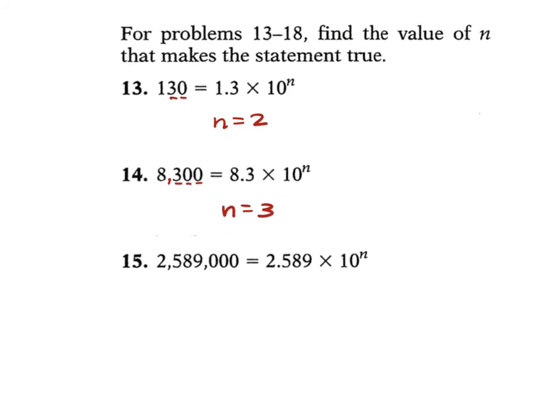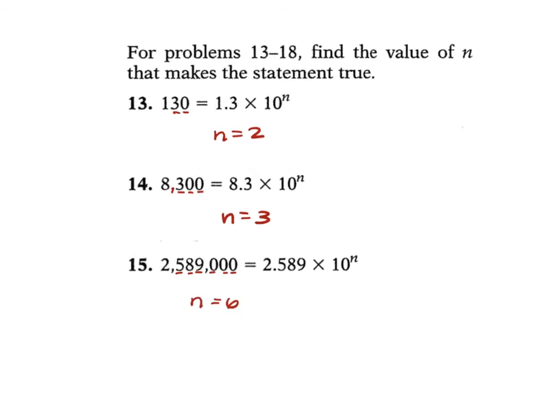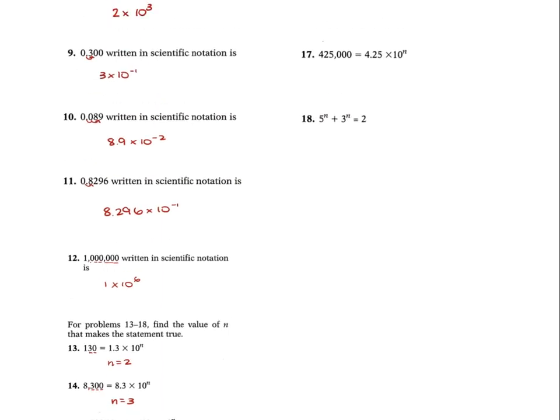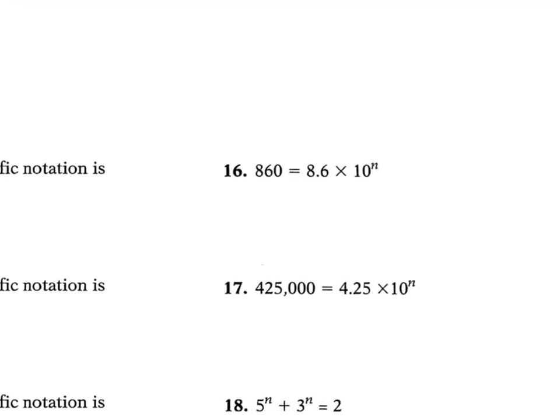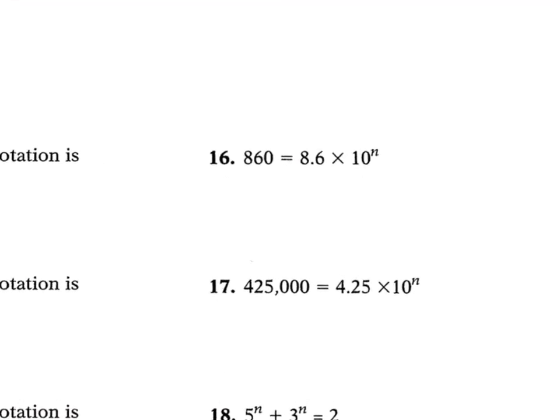For 15, you have 2,589,000 is 2.589 times 10 to what power? You have 1, 2, 3, 4, 5, 6. For 16, you have 860 is equal to 8.6 times 10 to the 2nd power. And then 425,000 is 4.25 times 10 to the 1, 2, 3, 4, 5th power.